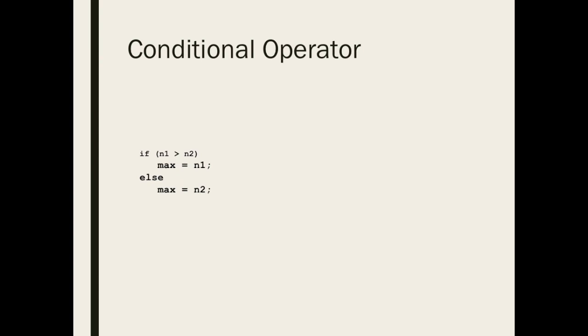Here I have an if statement that says if n1 is greater than n2, then assign max the value of n1, else assign max the value of n2. So it's taking me 4 lines here to assign max the value of either n1 or n2. For short branching statements like this, there's actually a shortcut.